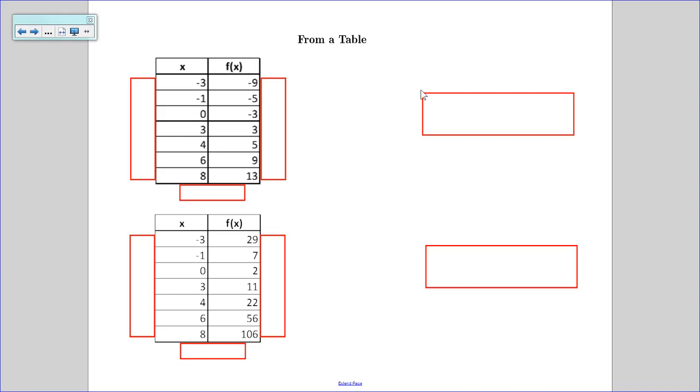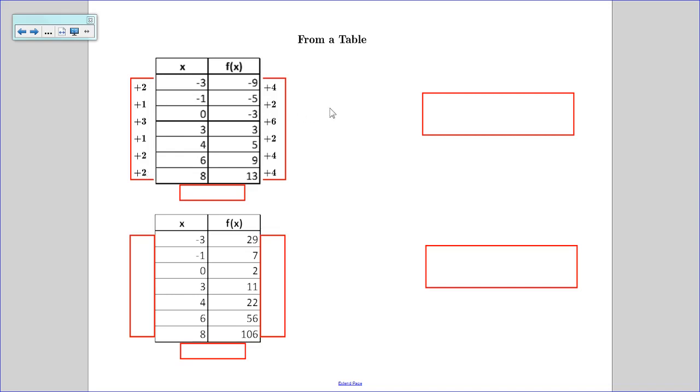Okay, finally, if you have a table and you want to decide if it's linear, you are going to have to look at how the table changes, both in terms of the output and the input. So how do I get from 9 to -5? I add 4. How do I get from -5 to -3? I add 2. If you're stuck on how to do that, and you need the help of a calculator, you would say, okay, what is 5 minus 3? It's 2. What is 9 minus 5? It's 4.